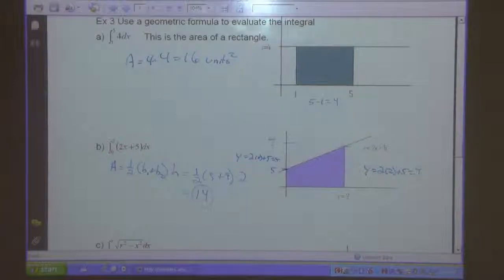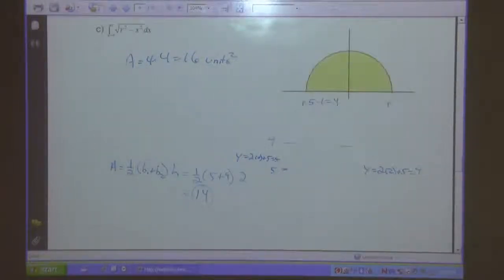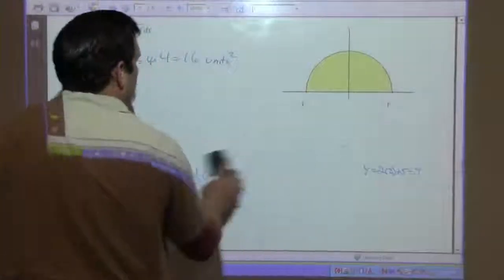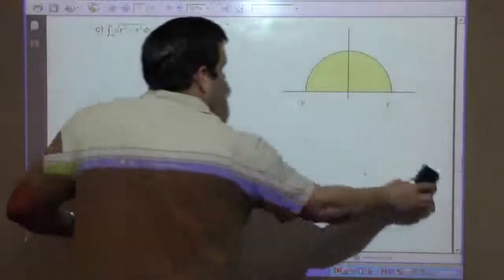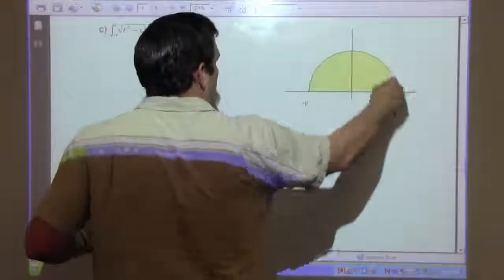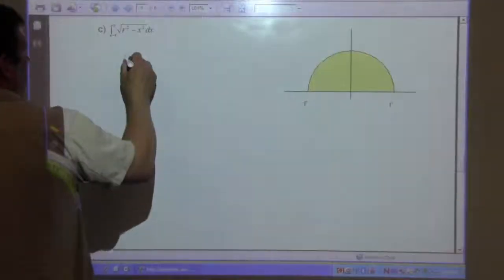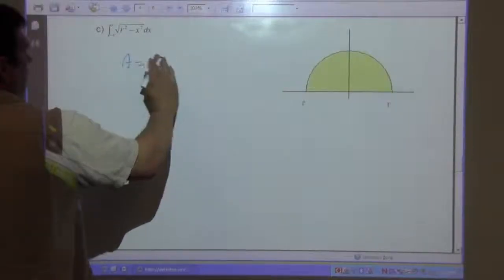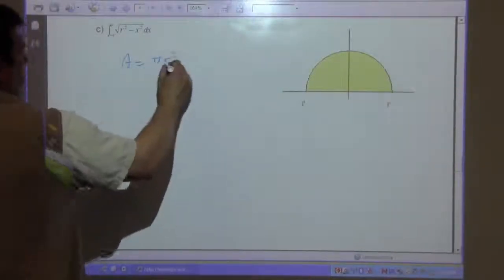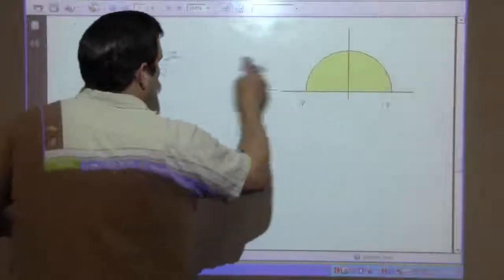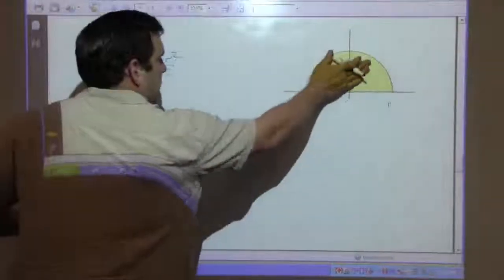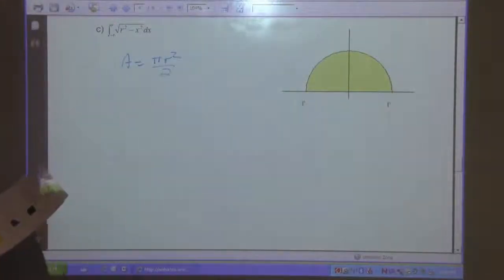Okay, I'm going to go on to this next problem here. This is a semicircle with radius r, so just the upper half. So area is going to be pi r squared over 2. Radius is r. Pi r squared over 2 is just half of a circle.